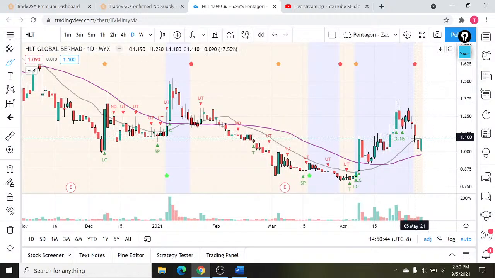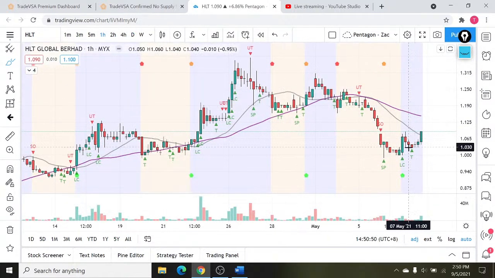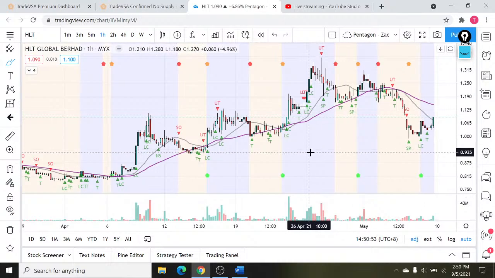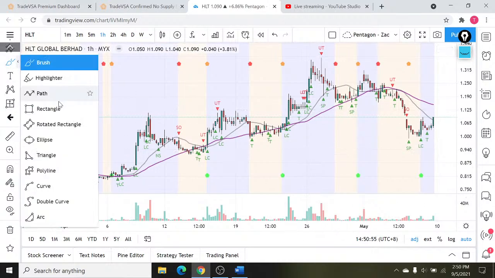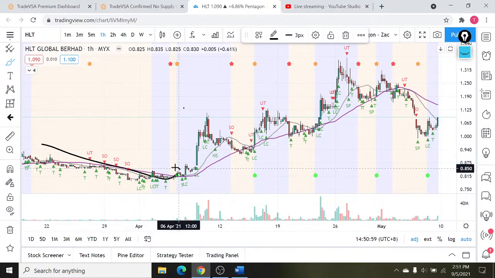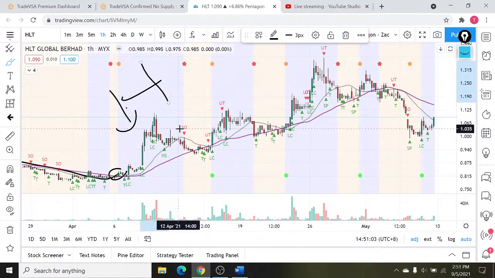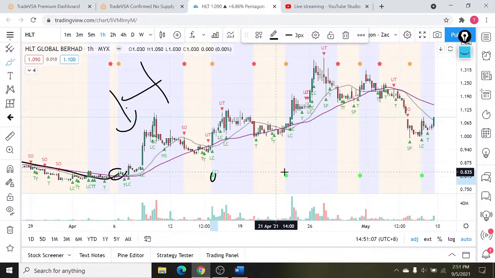So HLT, let's look into HLT. Kind of similar with all these. If I want to look for entry, when it turns to green Pentagon and crosses 240, then it's a nice trade. Example here, how I did it previously: cross 240, red Pentagons. Most of the time the first round I won't trade because I'm afraid of false breakouts, false signals.